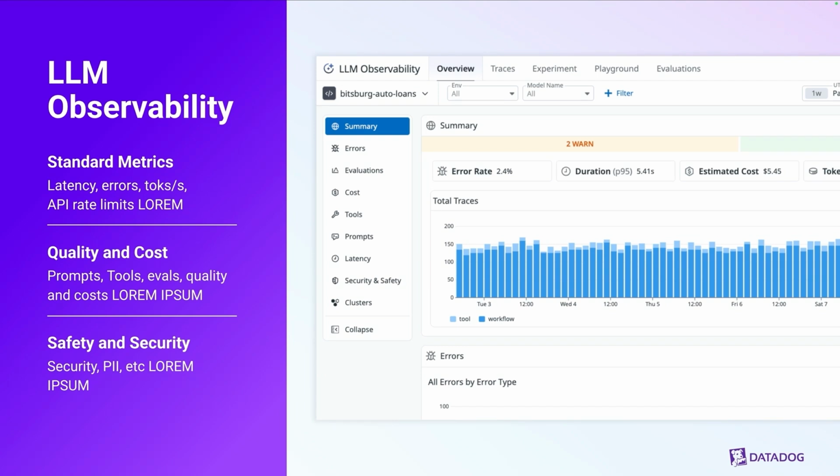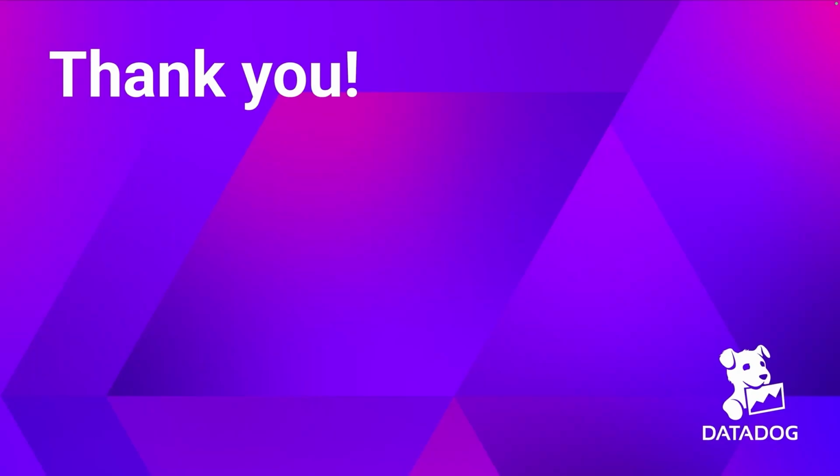Here's a quick summary of LLM observability. We've got the standard metrics that we mentioned before, so we automatically capture and visualize key metrics like latency, errors, tokens per second, and API rate limit usage directly from your LLM calls. But we also give you quality and cost. The platform allows you to track and analyze the costs associated with different models. It also helps you evaluate prompt and response quality via integrated eval tools and tracing tool usage. Safety and security: Datadog provides capabilities to monitor for security risks, including identifying and masking PII in prompts and responses and detecting potential prompt injections or unsafe content.